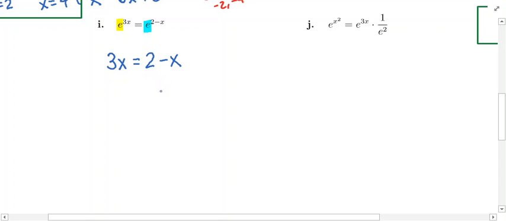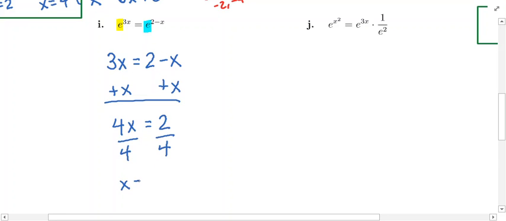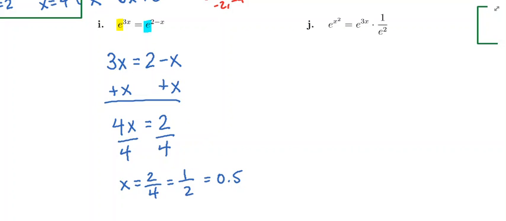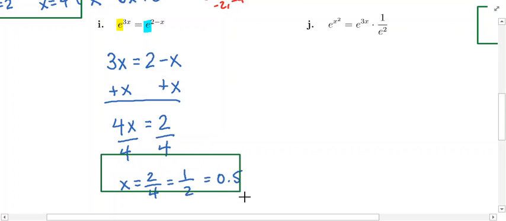We're going to put all the x's on one side and all the numbers on the other side. I'm going to add x to both sides. I'm going to get 4x is equal to 2. Now divide both sides by 4. x is 2/4, which reduces to 1/2, or you can put 0.5. That is it, you're done.